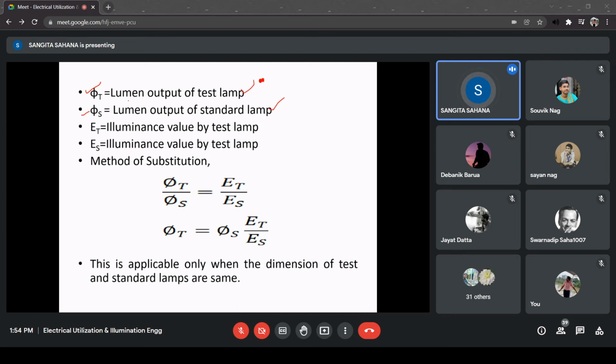So just place the test lamp inside the sphere. Take the reading outside. What will be the illuminance received at the lux meter sensor? That is ET. First part is completed. Next, you put the standard lamp inside the sphere. Take the reading. It will be ES. Now, as E is proportional to phi, so of course phi t by phi s will be ET by ES. So this is the expression of phi t. Phi s is already known to us. ET we have measured. ES we have measured. So from here we can compute phi t.